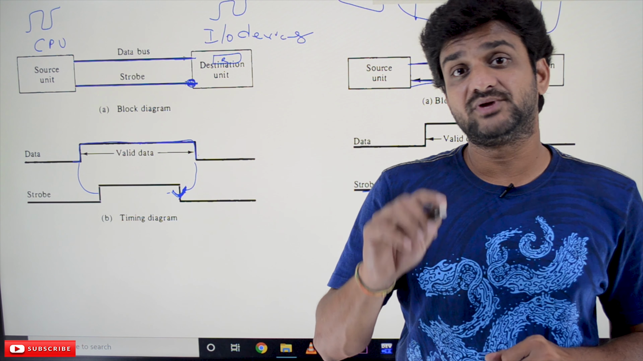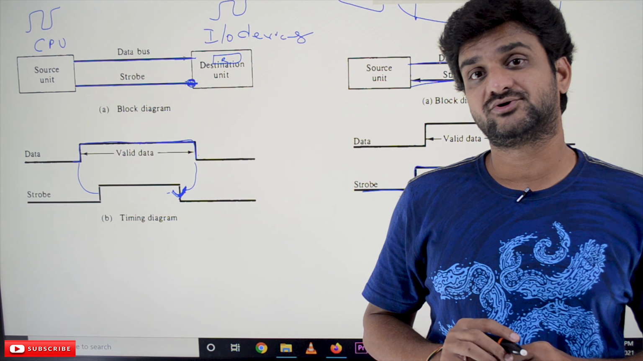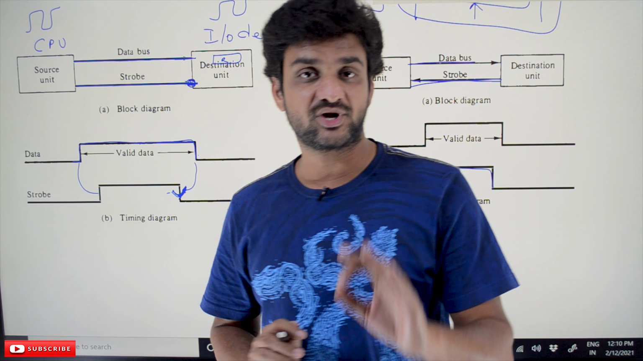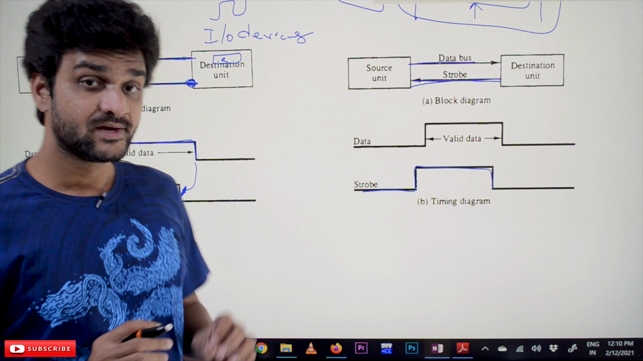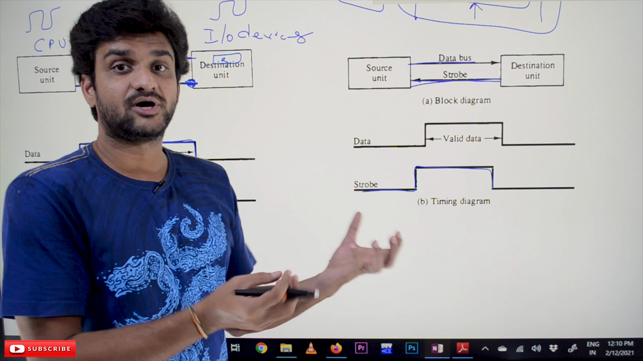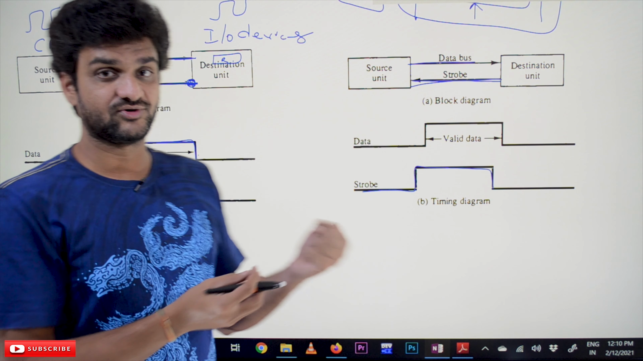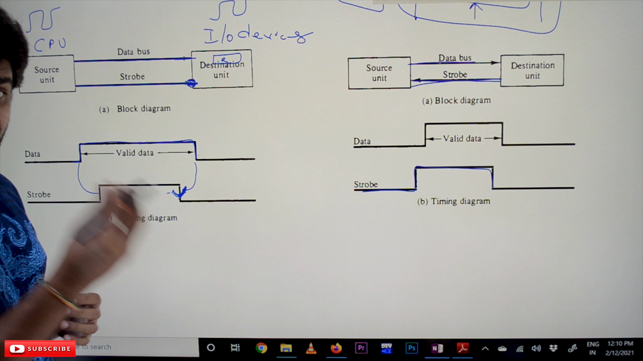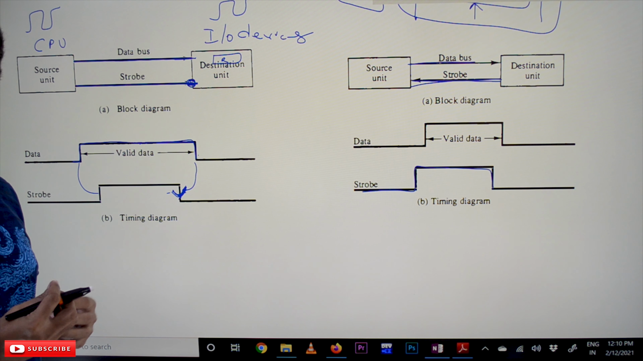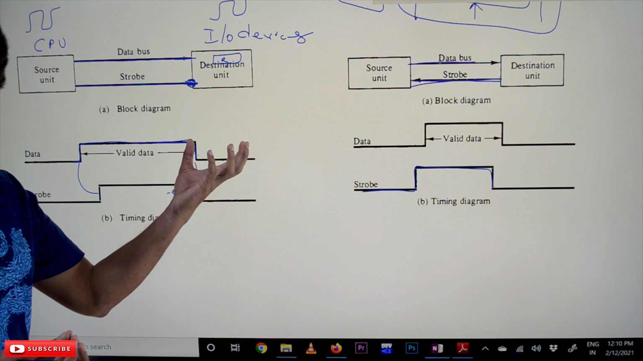But there is a problem with this kind of strobe control mechanism. What is that problem? The problem is knowing when to stop generating the signal, and whether the data is received at the destination unit or not. Is it known by using the strobe control mechanism?